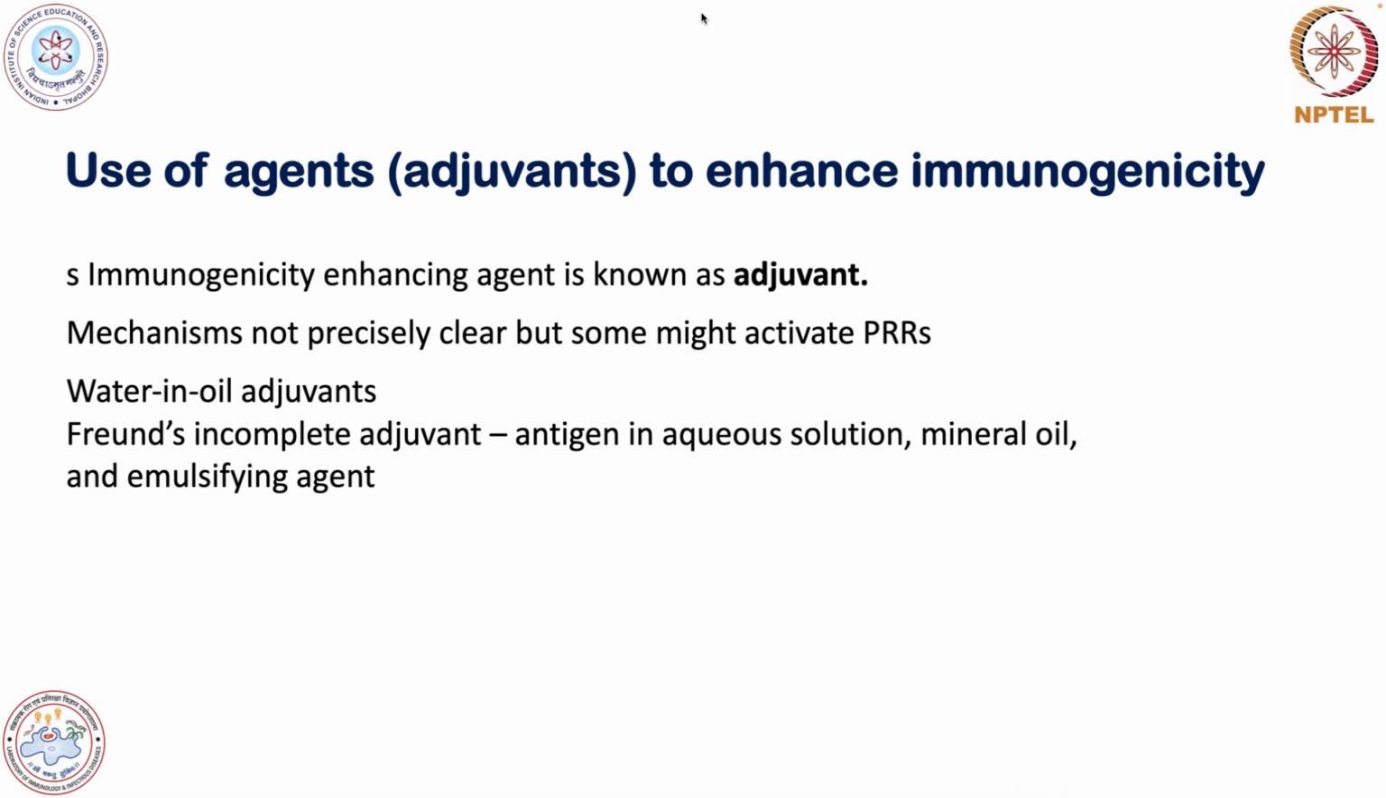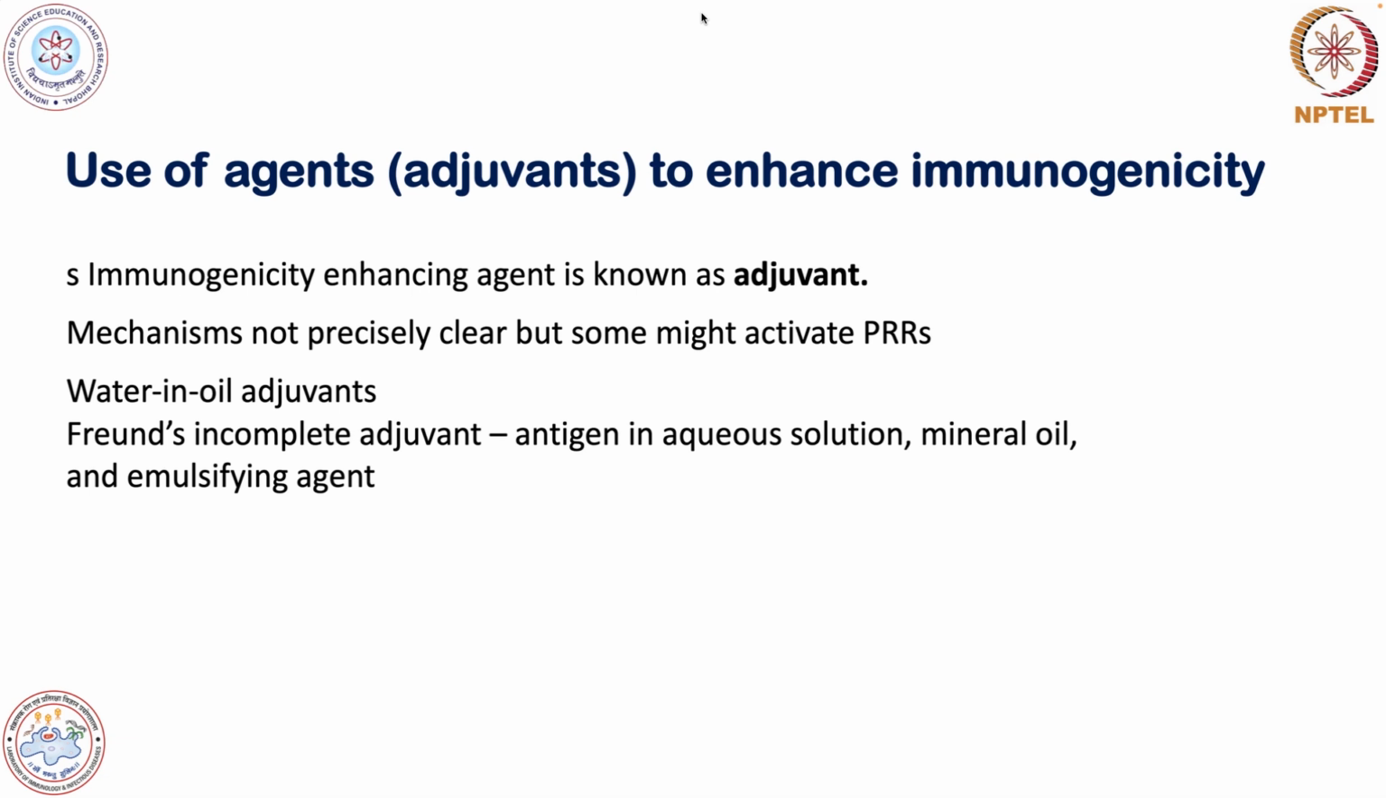You can make an emulsion. An emulsion is basically an insoluble state of the antigen. For example, you can see there is a water-in-oil adjuvant. We use this water-in-oil adjuvant in animals, particularly in mice. We call it Freund's incomplete adjuvant. The antigen is present in aqueous form, and you mix it with mineral oil. Mineral oil is an oil-like substance, a high molecular weight hydrocarbon.